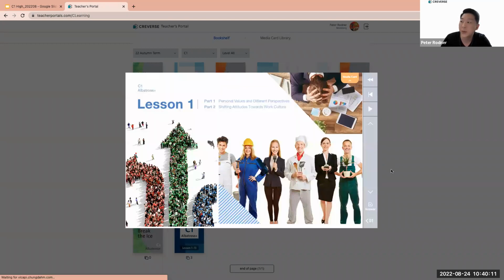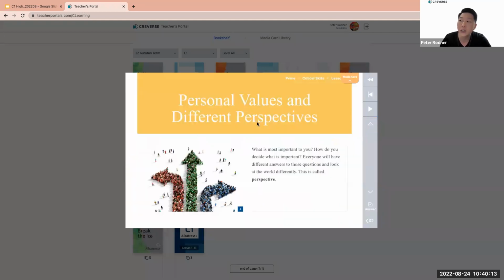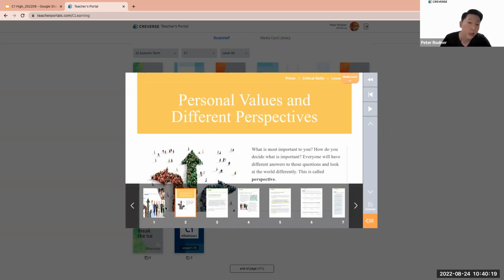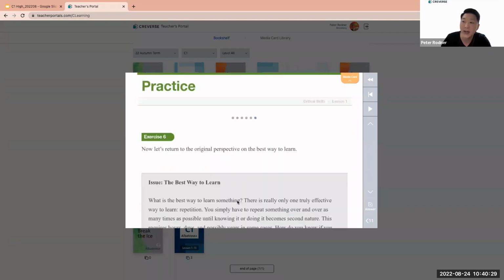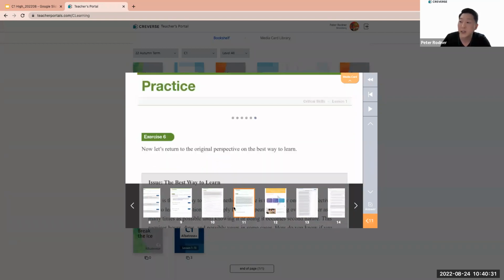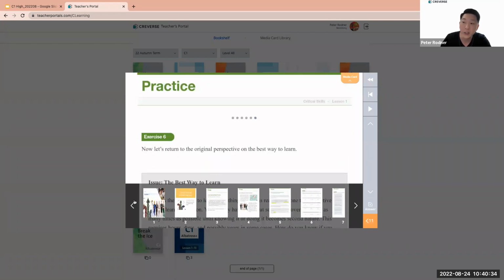So just to give you an idea, here is C1 Albatross Plus, okay? And if I look at the beginning of my lesson, it'll always start off here with my critical skill, okay? The critical skill is actually several pages. It used to be upwards of 18 to like 20 pages, but they narrowed it down due to feedback from other teachers. It was just too much, okay? But even with the narrowed down, it's still about 11 pages.